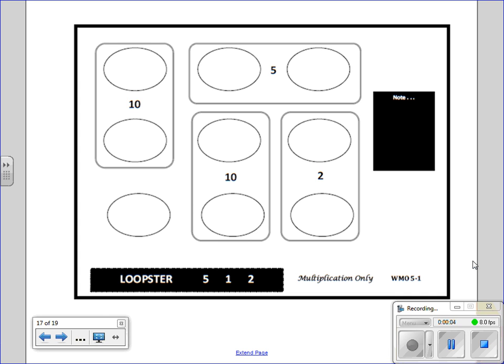Okay, welcome to video number 6, which will go over the last set of games in the back of your packet. The games are called, a game or activity is called a Loopster puzzle. And a Loopster puzzle basically looks like this.